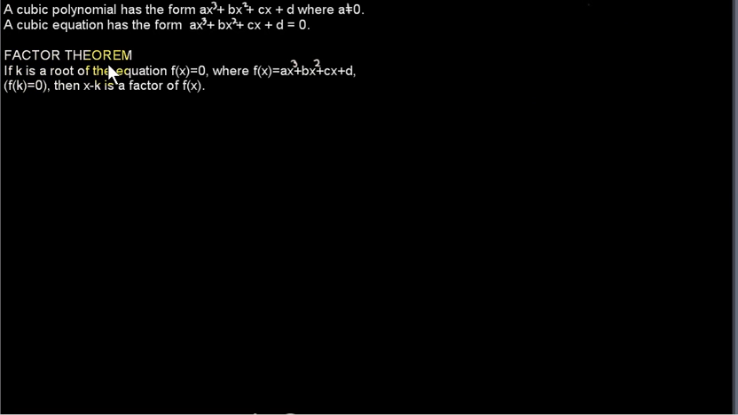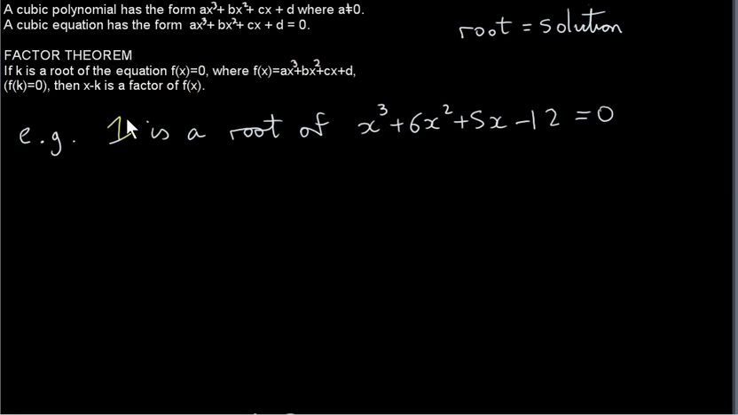A very important theorem which relates to solving cubic equations is the factor theorem. It applies to any cubic or any polynomial equation. So we're going to apply it just to cubic equations. The factor theorem says that if k is a root of the equation f of x equals 0, where f of x is a cubic polynomial, then x minus k is a factor of that cubic polynomial. For example, 1 is a root of the cubic equation x cubed plus 6x squared plus 5x minus 12 equals 0. By the way, another word for a root is a solution.